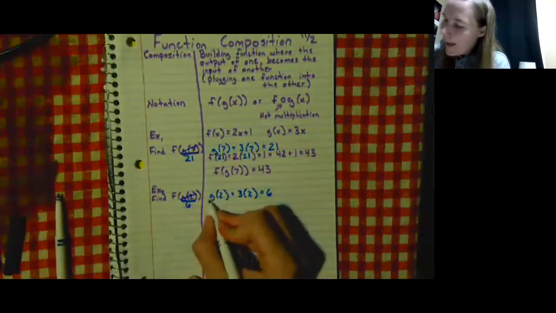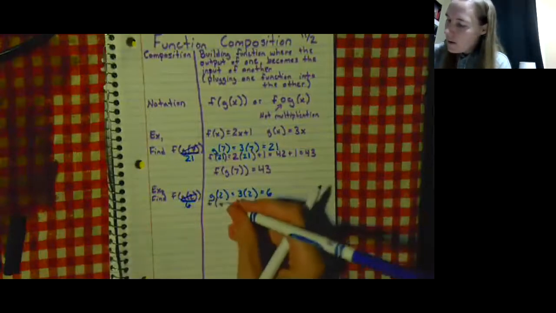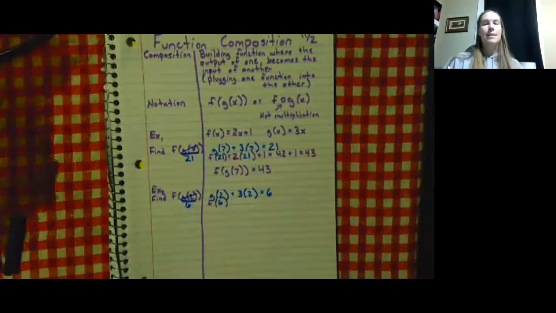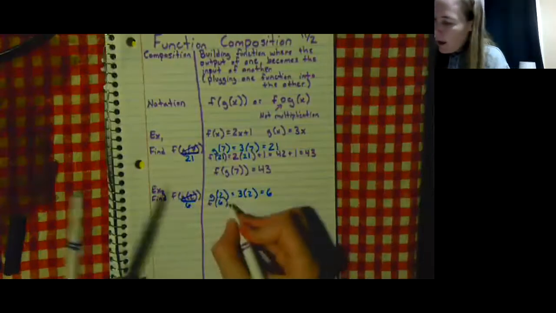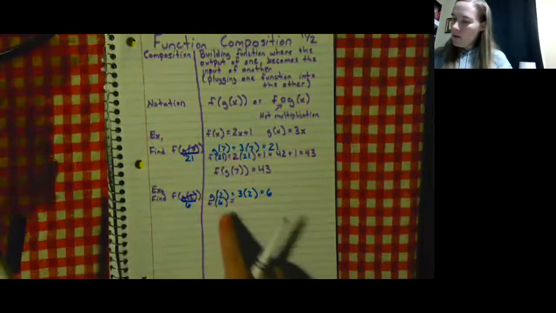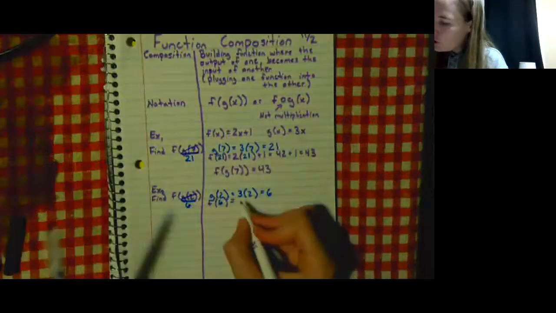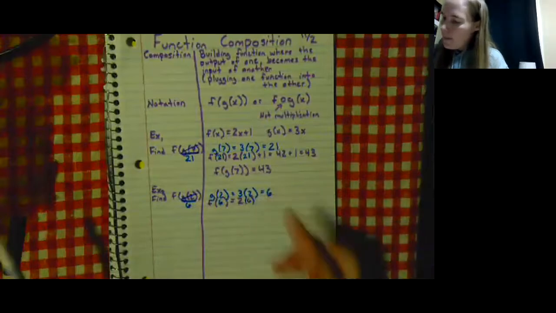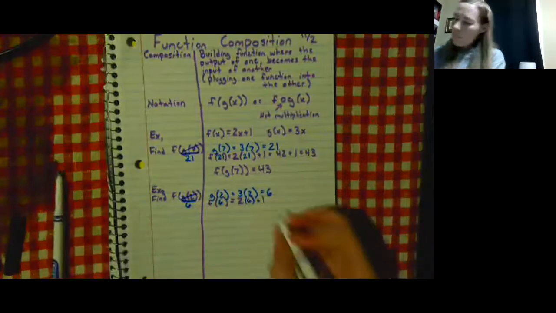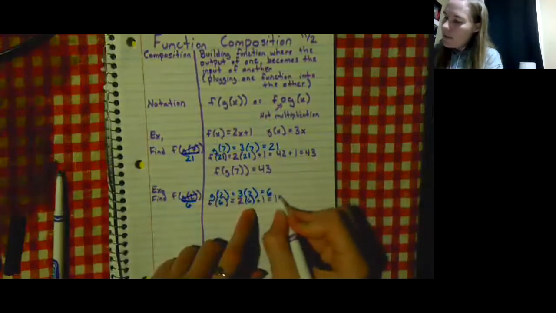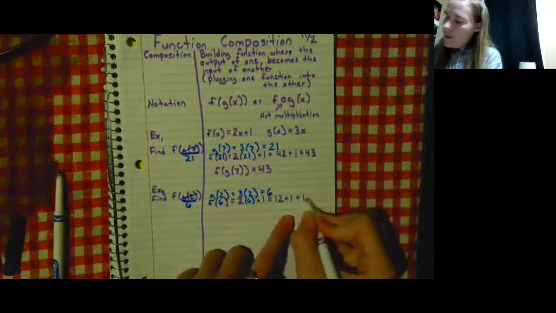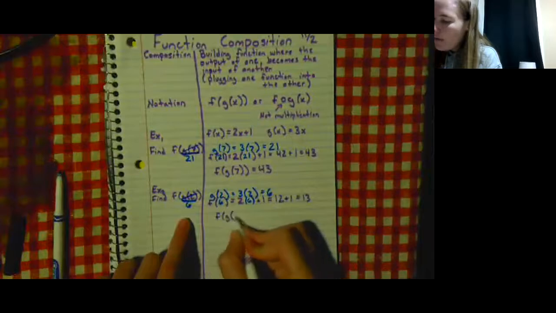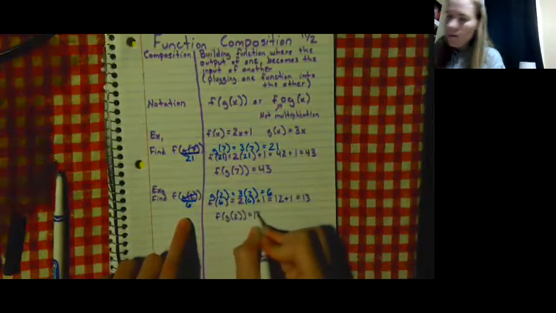Now I have f of 6 instead of f of g of 2, because 6 is the same thing. And I can find that by plugging in. So I go to my f, I have 2 times 6 plus 1. So 2 times 6 would give me 12 plus 1, which is 13. So my f of g of 2 is 13.